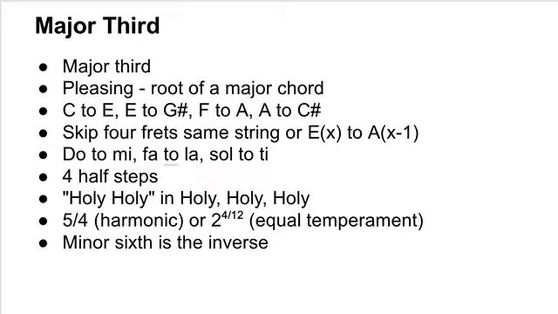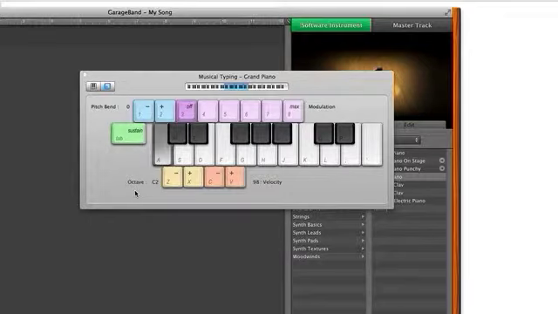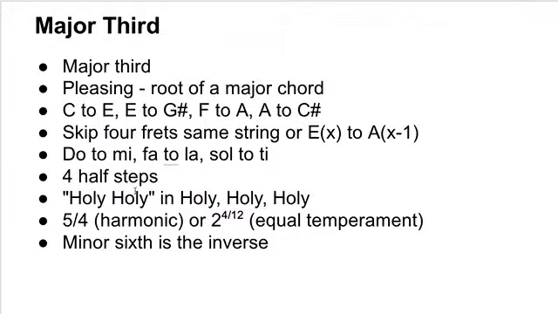So some examples would be from C to E, E to G sharp, A flat to C, and C to E. On a guitar, if you skip up 4 frets, so from an open string to between the 3rd and the 5th, or between the 1st and 2nd dots, that's a major third.